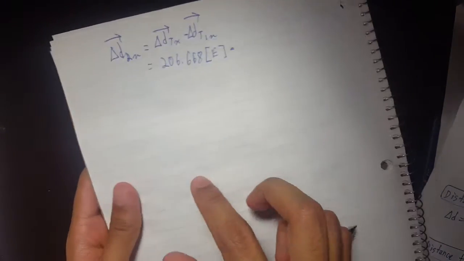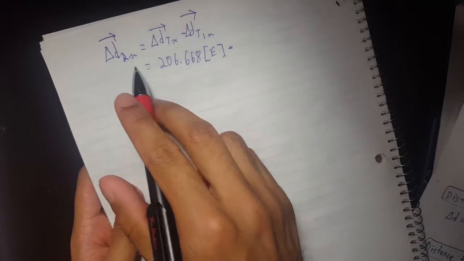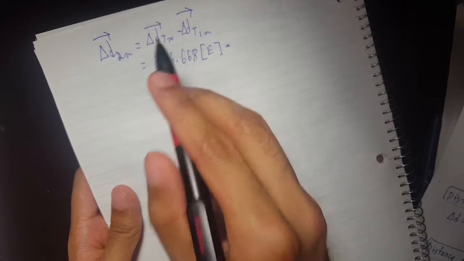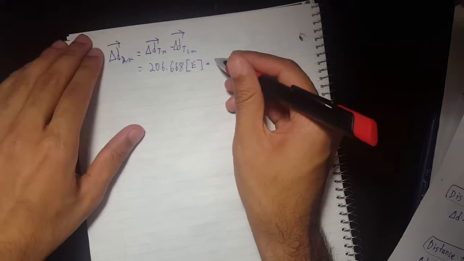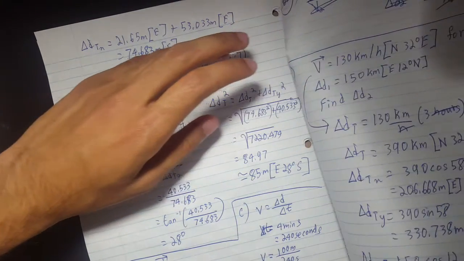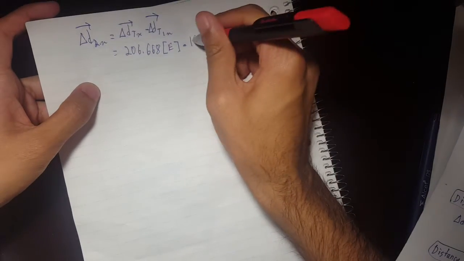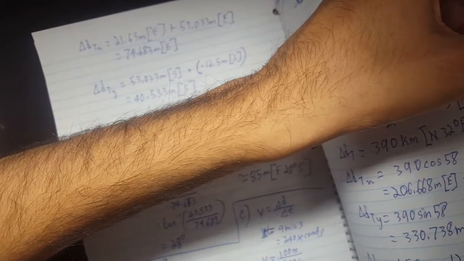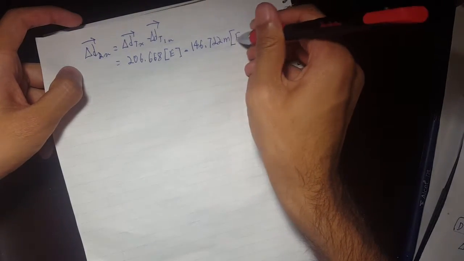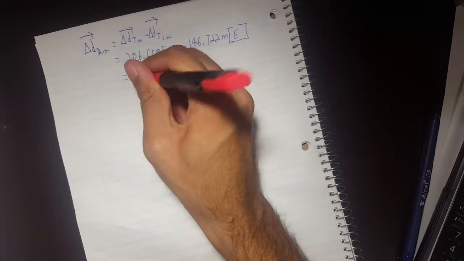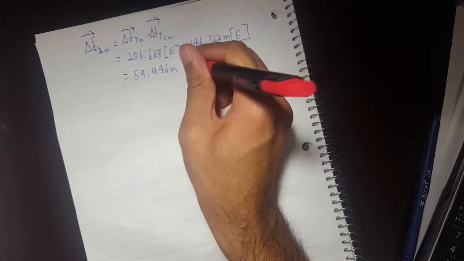Now to find the x component of the second one, we would have to rearrange the displacement formula I showed earlier. So displacement 2x equals displacement total x minus displacement 1x. So that is 206.668 east minus 146.722 east, which is 59.946 east.